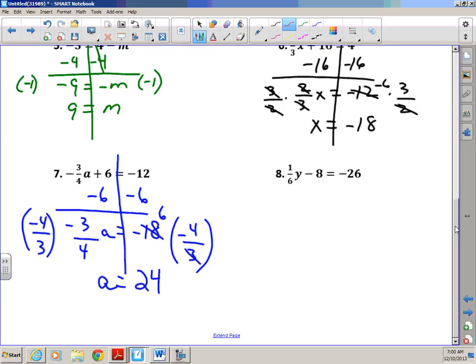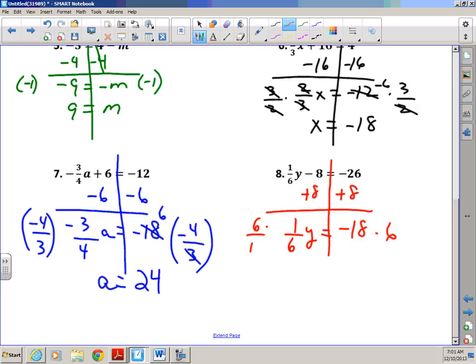And then finally, I add 8. 1/6 y is equal to negative 18. So hopefully you're realizing all you need to do is multiply by 6. That's the reciprocal of 1/6. It's like 6/1. You don't need to write the 1 if you don't want to. And we get negative 108.